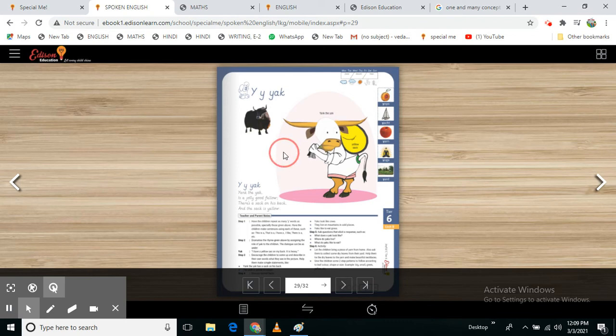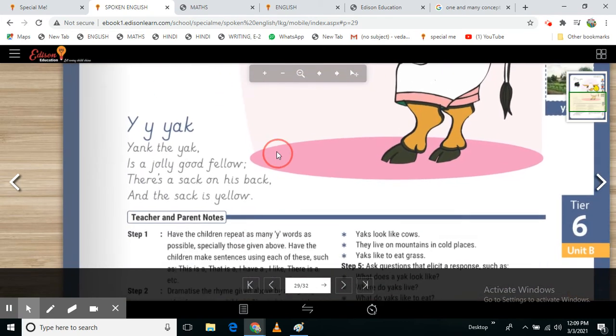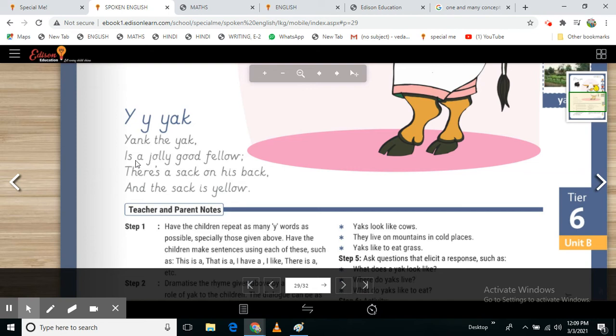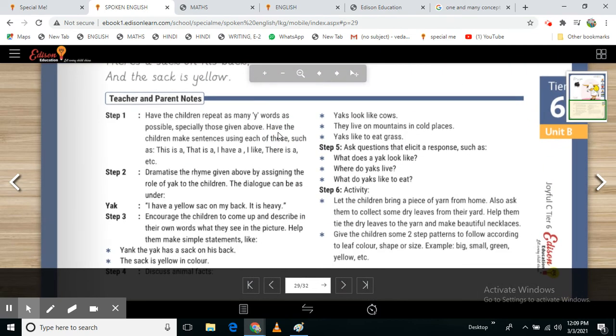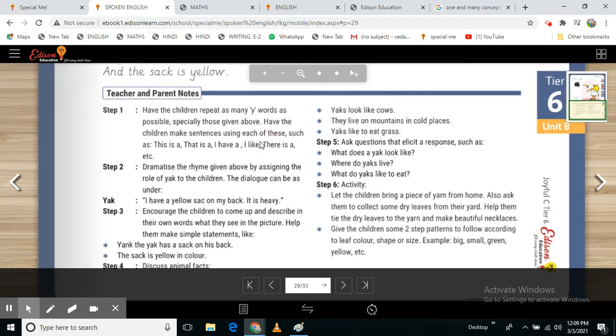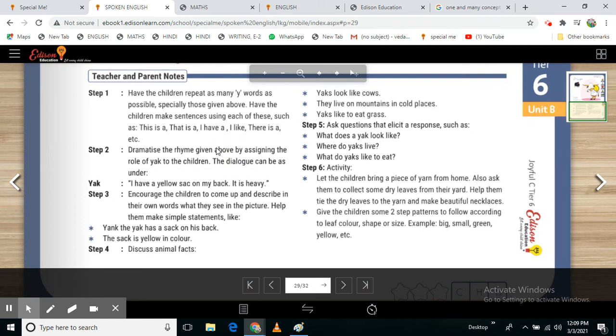So in previous session, we recited this jingle. Jank the yak is a jolly good fellow. There's a sack on his back and the sack is yellow. So students, have you recited this jingle? And have you tried to make sentences? Very good. And have you learned these question answers?